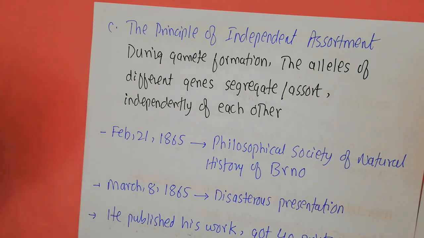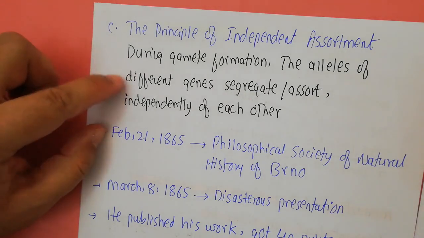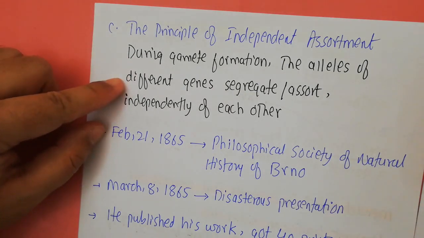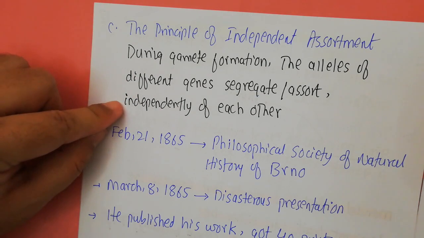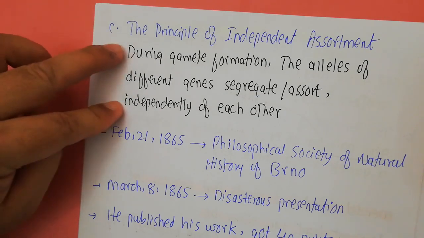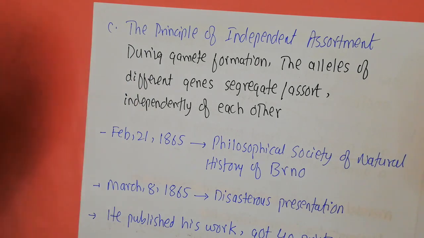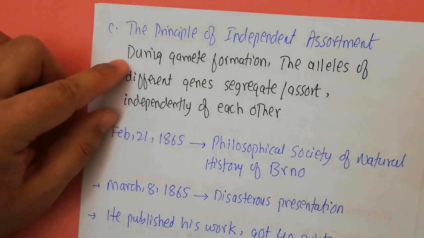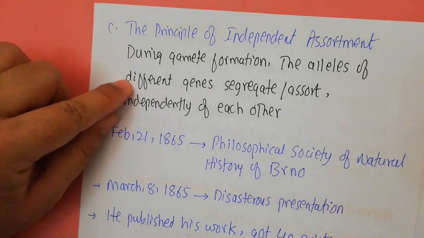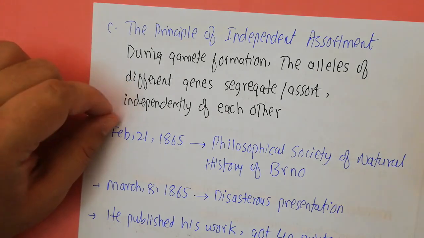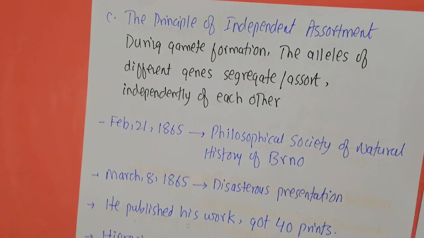So this was his third principle, known as the principle of independent assortment, that during gamete formation, the alleles of different genes segregate and assort independently of each other. Of course, exceptions are there when you talk about genes that are linked to each other, but at that particular time he was not talking about linkage. What he observed was that during gamete formation, the alleles of different genes assort independently of each other.